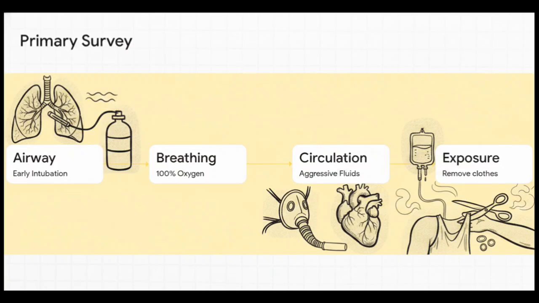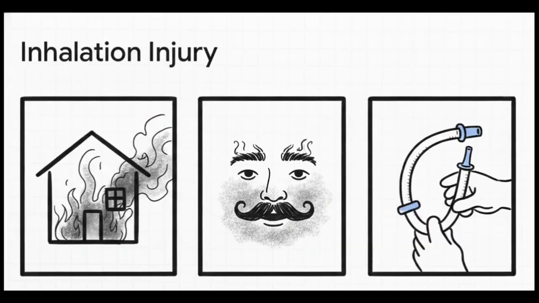Get all their clothing off, especially any melted synthetics, and take off all jewelry before the tissue swells up and acts like a tourniquet. You also need to watch like a hawk for specific triggers of airway compromise. If they were in a closed space, you've got to suspect inhalation injury. Be on the lookout for hoarseness, stridor, and singed facial hair.